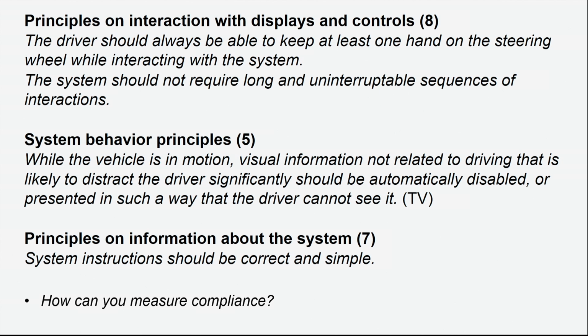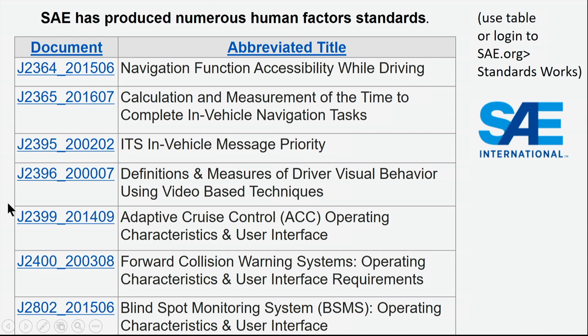So the ultimate question is, how do you measure compliance with these principles? That's where some of the activities of SAE come in. Here's a list of some of the SAE human factors standards that are relevant and something you should know about. SAE J2364 is something that I wrote. It's now stabilized, meaning there's no further work on it, but it still exists, and it talks about navigation function accessibility.